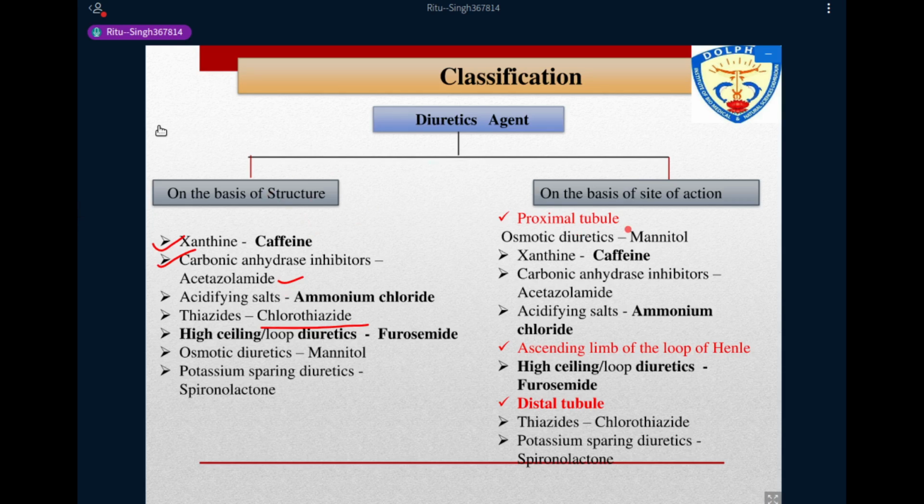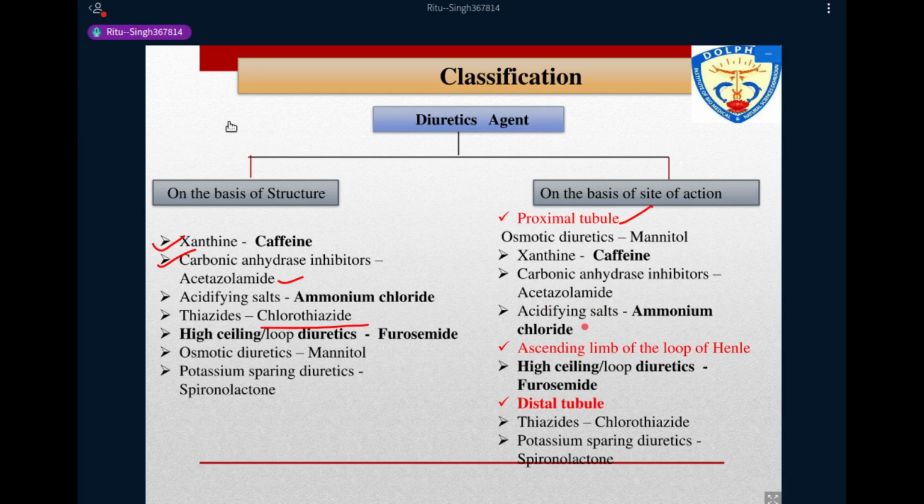The next category of classification is on the basis of site of action. On the basis of site of action, the drugs are divided into three categories. Some drugs act on the proximal tubule. The proximal tubule is a major part of the nephron. The drugs which act on the proximal tubule are osmotic diuretics, example mannitol; xanthines, example caffeine; carbonic anhydrase inhibitor drugs, acetazolamide; and some acidifying salts like ammonium chloride. These all drugs act on the proximal tubule. So for these drugs, the site of action is the proximal tubule. At this place, the drug acts.